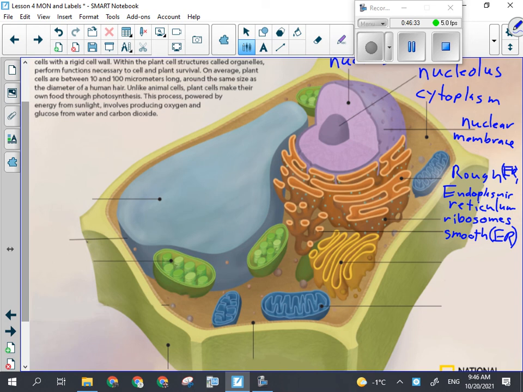Okay, next structure is this yellow thing. This is the Golgi apparatus.